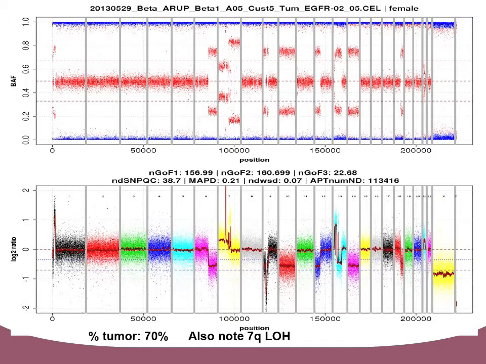Here's another sample. I'm just going to point out again that we can really easily see that EGFR amplification. And then here's an example of copy neutral loss of heterozygosity here on 7q. So you have the amplification here on 7p, and then here on 7q it goes back to a normal copy number. But here you can see that allelic imbalance demonstrating loss of heterozygosity, copy neutral.